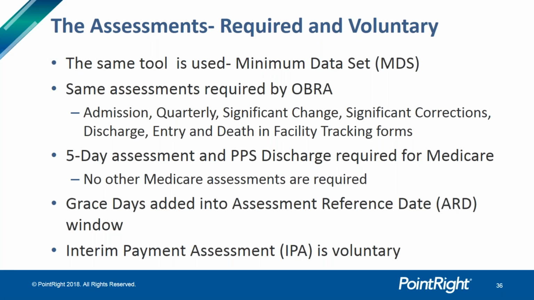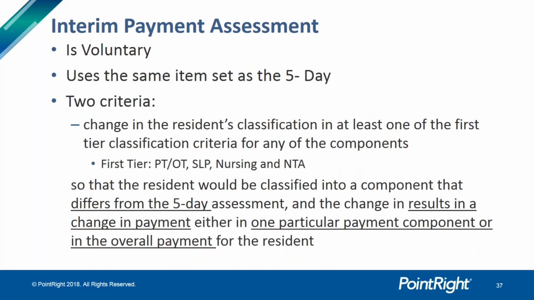The other thing is this idea of grace days, where we had days 1 to 5 and then we had the 3 extra days for grace days. They've kind of done away with that. There really was no penalty or no reason to track those, so they just went ahead and added those to your 5-day assessment window. So you'll notice that it will be days 1 through 8. They've eliminated the concept of grace days, and they've included this new assessment called an IPA, interim payment assessment. We'll talk about that, but it's voluntary. The item set is the same item set as you'd see on the 5-day, so there's nothing new there, which is nice.